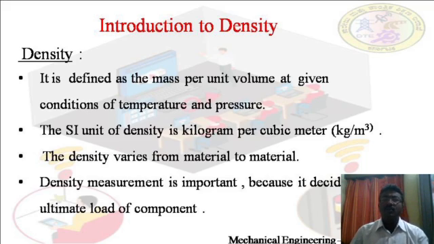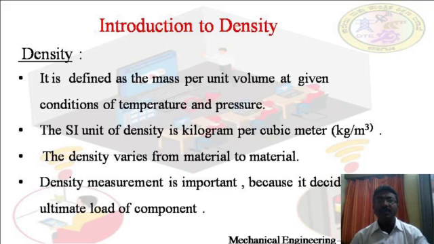In this session, we shall see about density measurement. Coming to the introduction to density, density may be defined as mass per unit volume at given conditions of temperature and pressure. The SI unit of density is kilogram per cubic meter, that is kg per meter cube. The density is not the same for all materials. It varies from material to material.